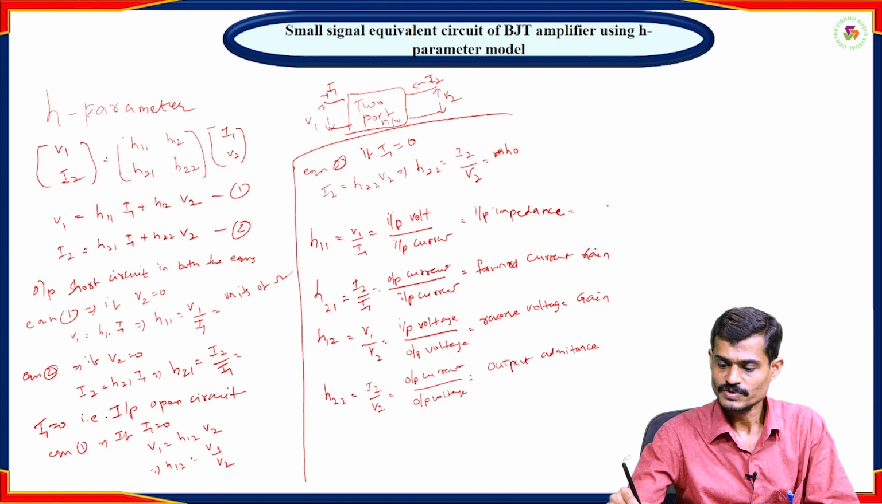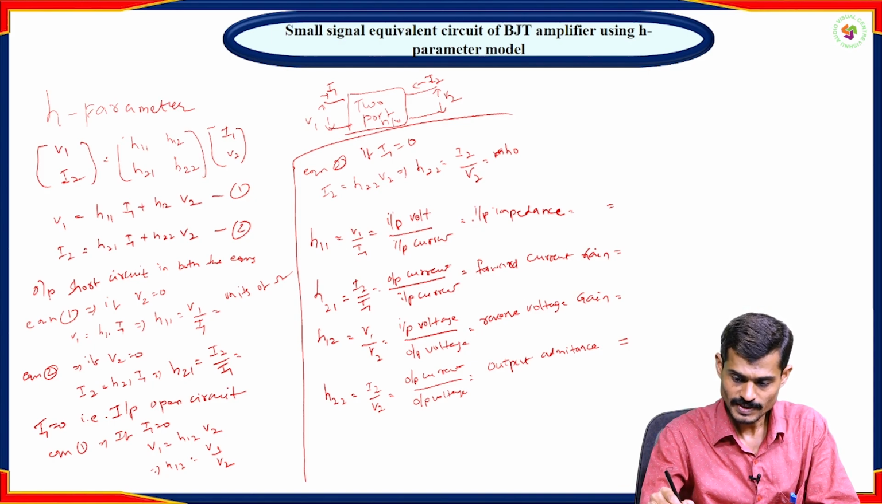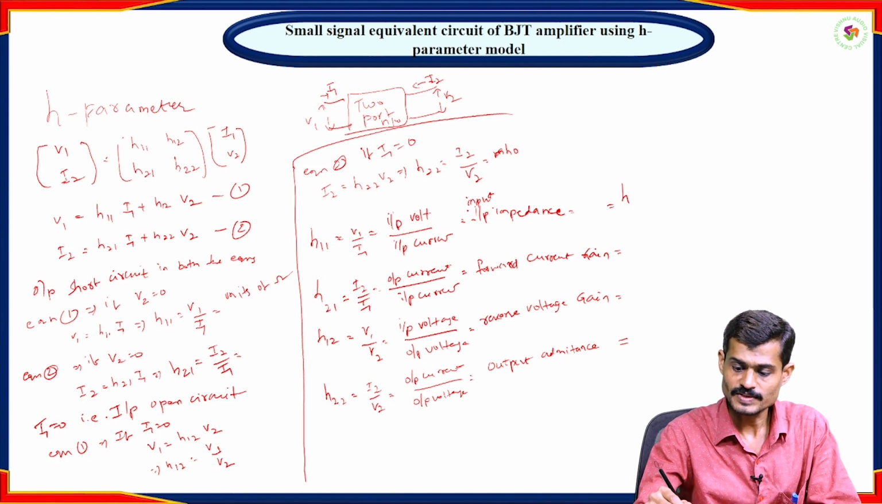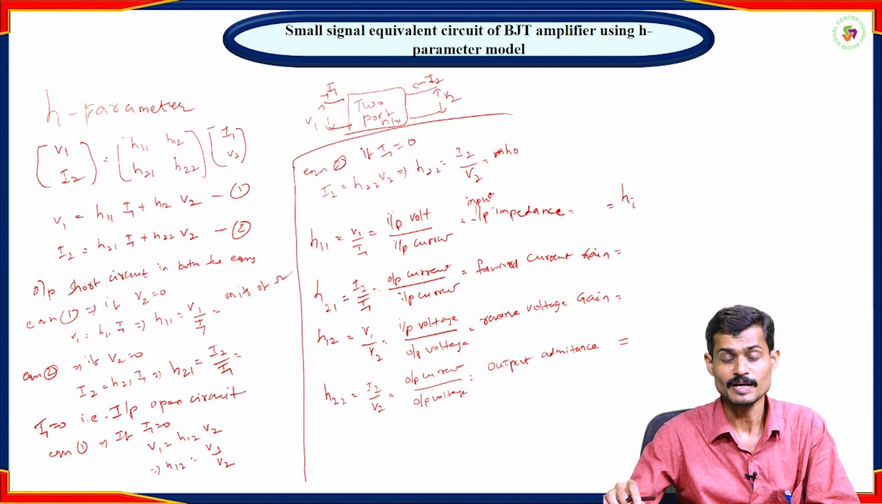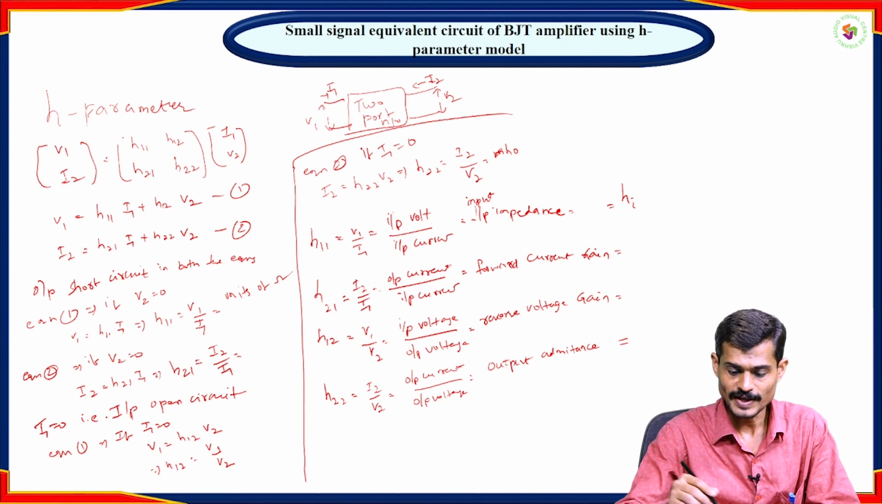Output admittance. If you see the first letters of these: input impedance, first letter is I, so I am going to represent H11 as HI. From this time onwards, H11 will be represented as HI in our subject, and H21, forward current gain, small letter F, I am representing as HF.